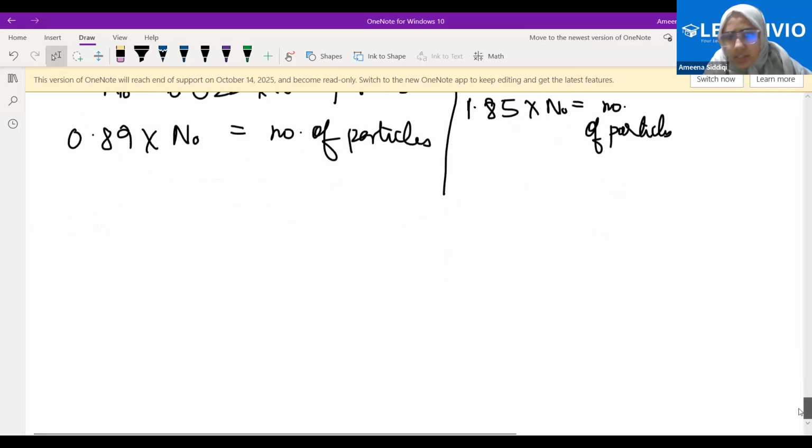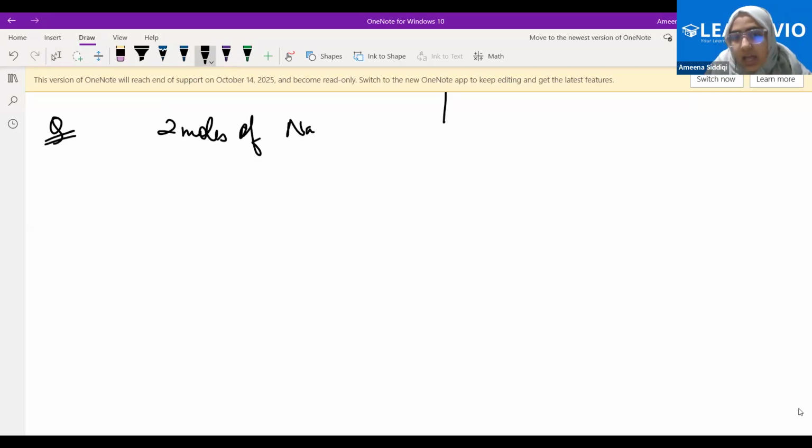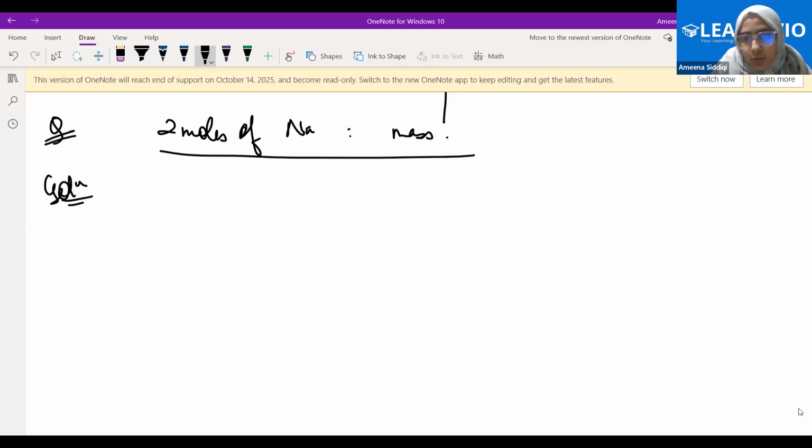So I'm taking a very small question here. Let's suppose I have 2 moles of sodium given. I want to know its mass. So how will I calculate? I will use this simple formula. Try to solve it. See, I have the number of moles. I'll be using the molar mass of sodium. What is the molar mass of sodium?